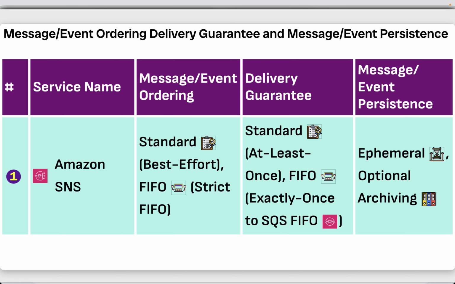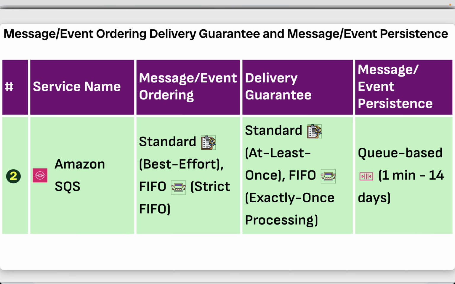SNS is primarily used for real-time delivery. Next, Amazon SQS. Ordering is best effort for standard and strict for first in first out. Delivery guarantee is at least once for standard, exactly once processing for FIFO, and this prevents duplication within the deduplication interval. Persistence is queue based, which is between 1 minute to 14 days retention. SQS stores messages until consumed or retention expires.